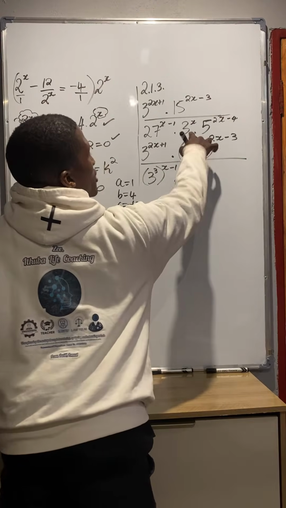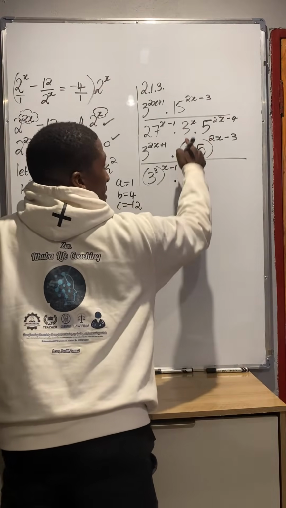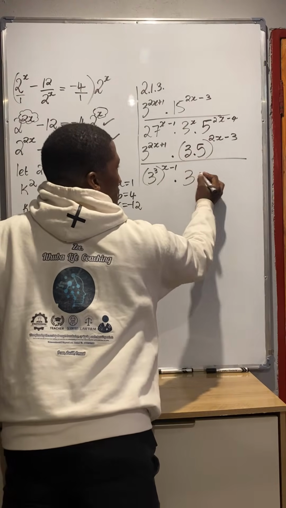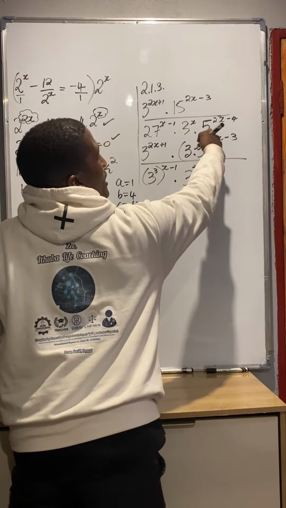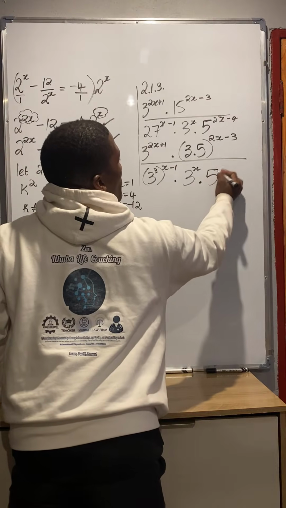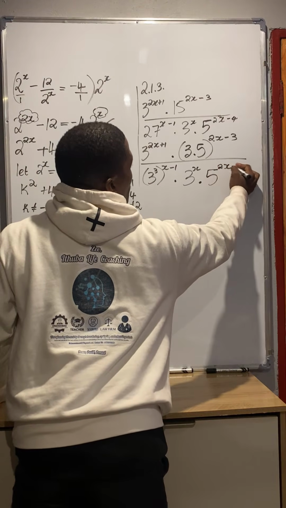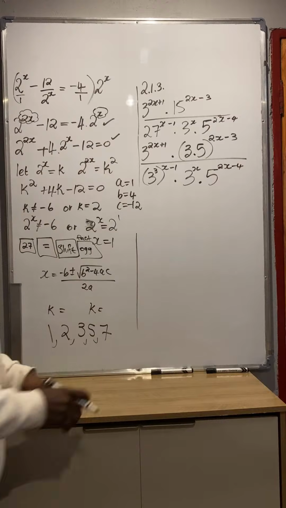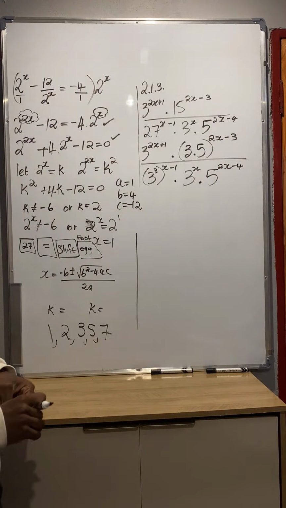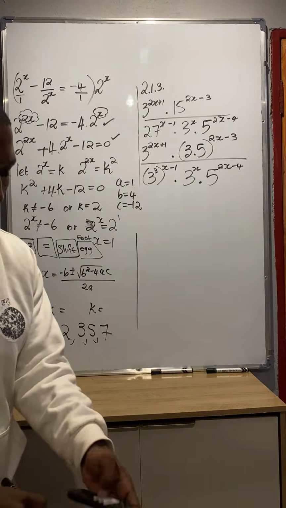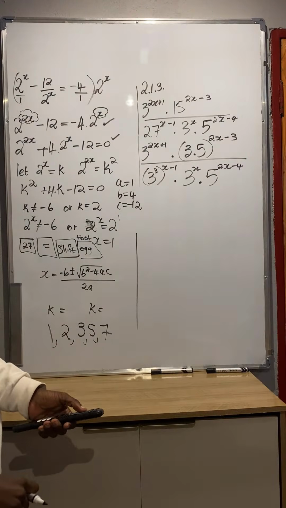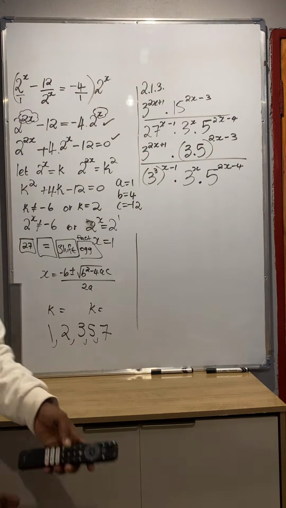Therefore, this one is fine because the base is 3, and this one is also fine because the base is 5. So that is my first situation. After that, what do I do?